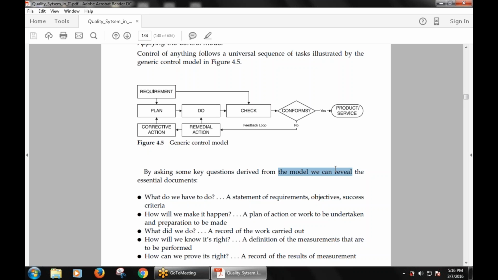By asking some questions derived from the model, we can reveal the essential documents. So what are the various questions? What do we have to do? What is the main target we have to achieve? How will we make it happen? What did we do? How will we know it's right? How can we prove it's right? These questions reveal the documents and the methods, so we can reveal the essential documents for the various methods.